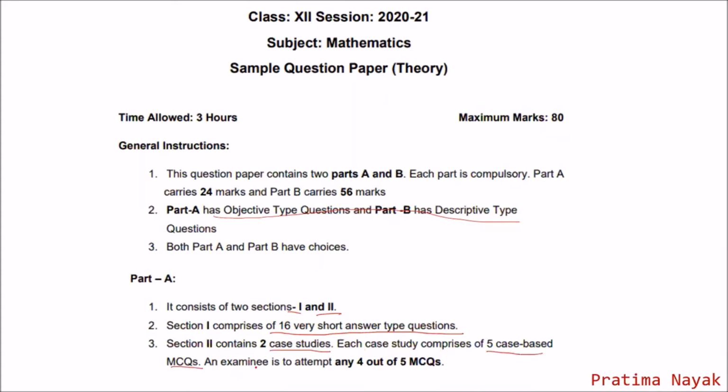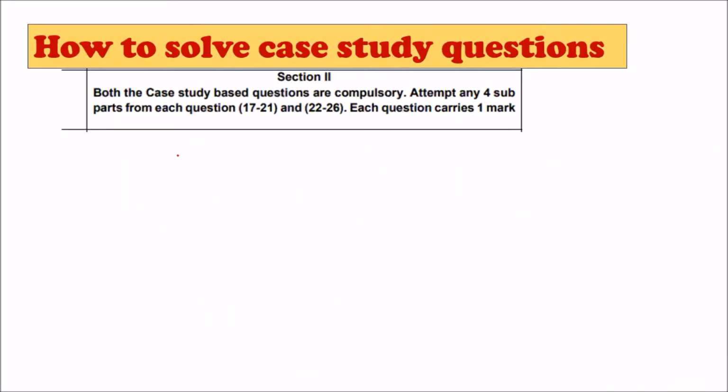And an examinee has to attempt any 4 out of 5. So here both case study questions are compulsory. Attempt any 4 subparts. It is not 17 to 21. It will be 17 questions, part 1 to part 5, and here it is 18, part 1 to part 5. Each question carries 4 marks, but there is a choice. You have to attempt only 4 out of 5.